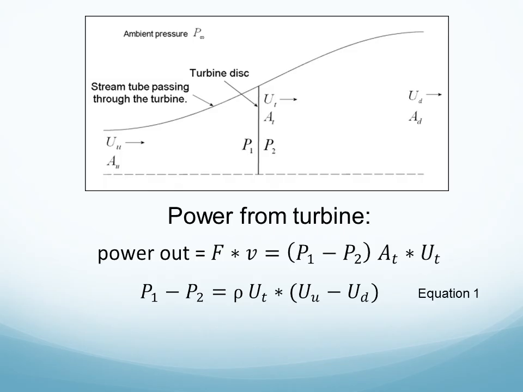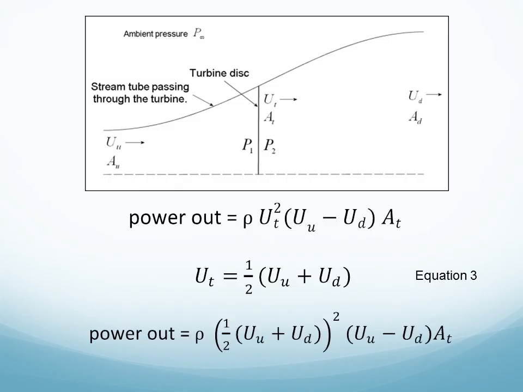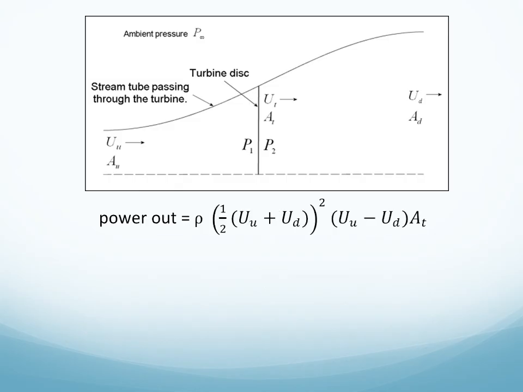Substituting equation 1 into the P1 minus P2 term above gives another expression for the power out, which we will see here. Now it's time to utilize equation 3, which I've listed again. Substituting equation 3 into the power out equation above results in this equation for power out. Here we're squaring uu plus ud.